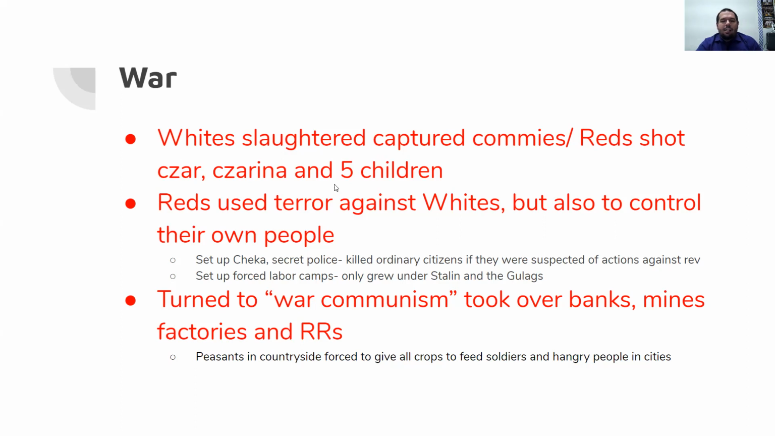And so they made a movie about it. The Reds used terror against the whites, but they also used it to control their own people. They set up the Cheka, aka the future KGB. They would kill ordinary citizens if they were suspected of actions against the revolution. So if you did anything anti-revolutionary, anti-Bolshevik, anti-communist, you could possibly get killed. You don't know who's watching you.